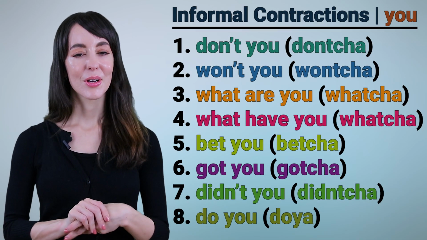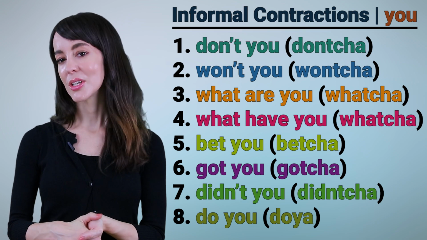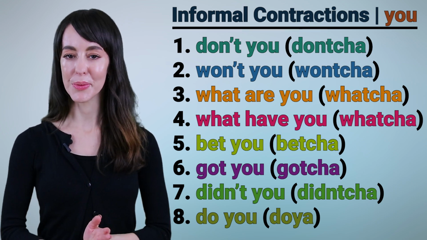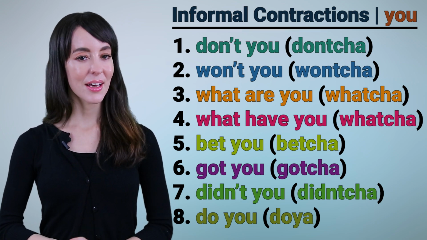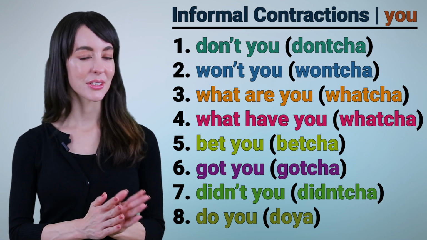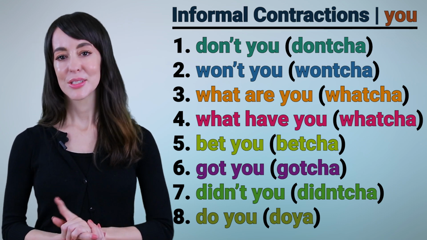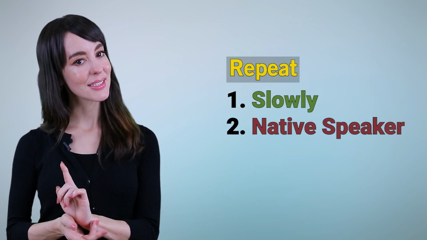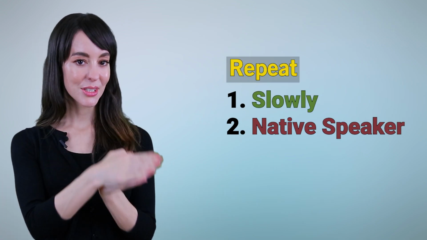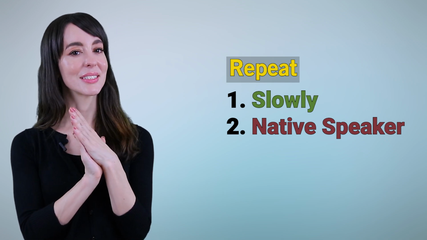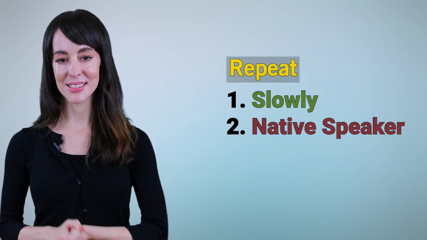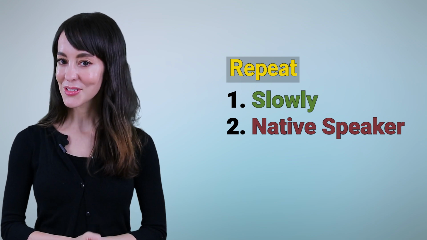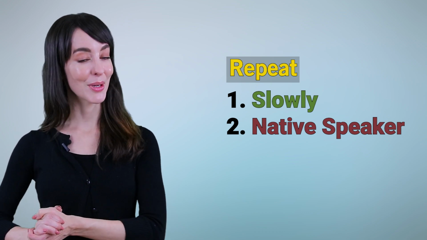Okay, I have here my list of informal contractions, including the word you. And you'll notice that a lot of these, the you changes to a cha sound. So pay close attention to that. I'm going to say each example twice. I'll say it slow the first time, and then I'll say it at a native speaker speed the second time. So make sure you repeat after me each time. Here we go.